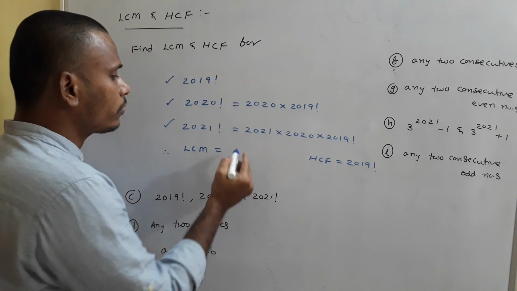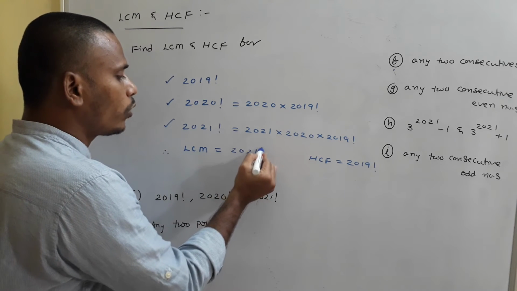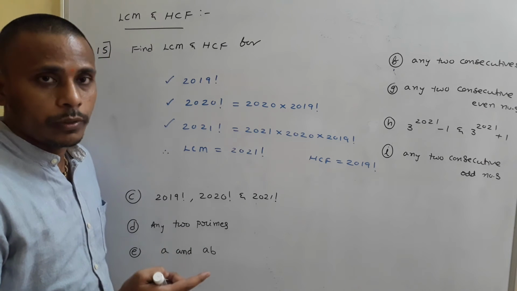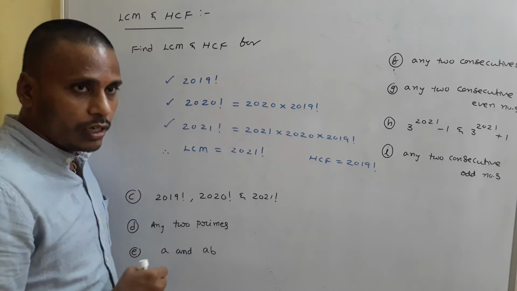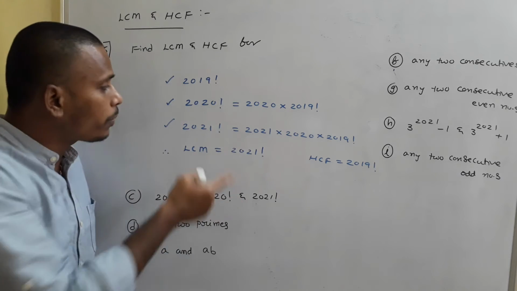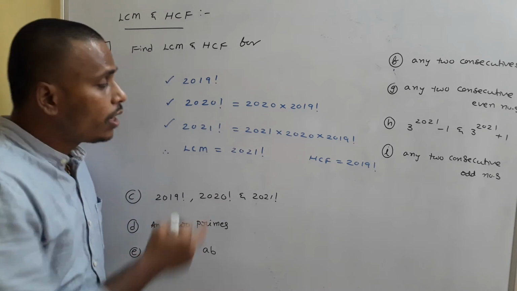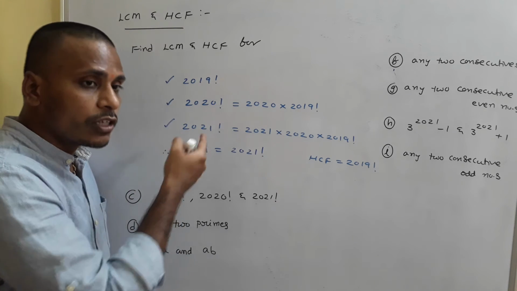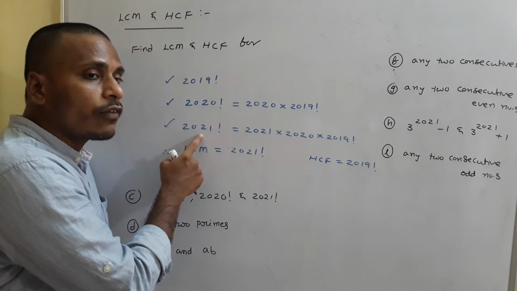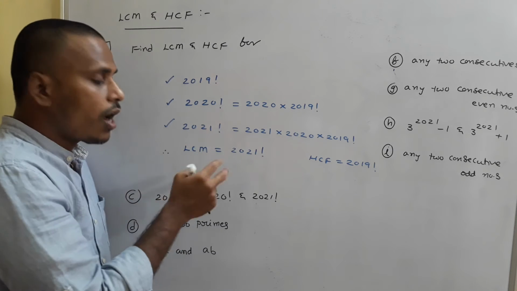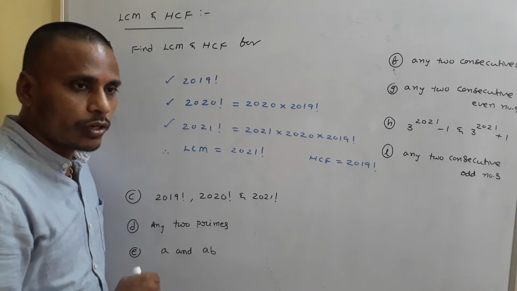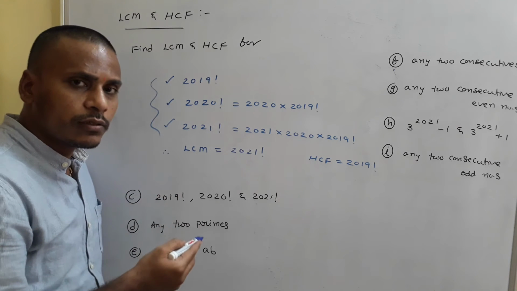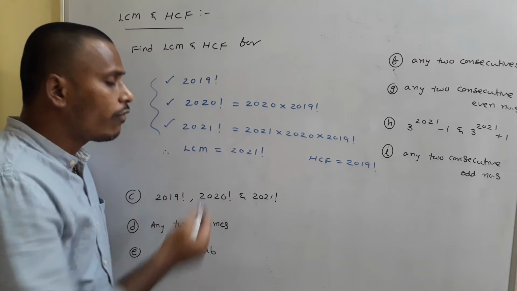2021 factorial, because we are searching for the what? Common multiple. 2019 factorial is there, and one of its multiples is 2020 factorial. One of its multiples is 2021 factorial. Since we are searching for the common multiple, 2021 factorial is common for these three, and the least common multiple is this 2021 factorial. So it is very easy to mention LCM and HCF for factorials.